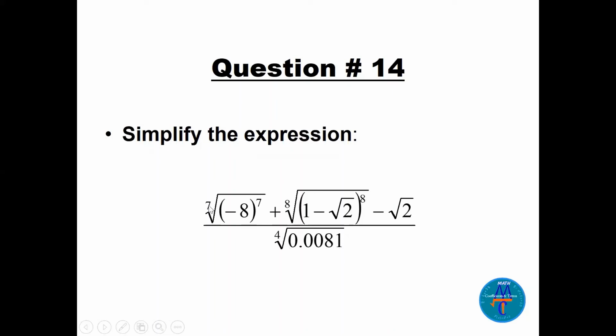Now, if you have odd or evens, there's a difference. In the odd, we take the number out. If this is 7th root of 8 to the 7, the answer is 8. 8th root, you have to take the absolute value if you have the same power 8 for sure.